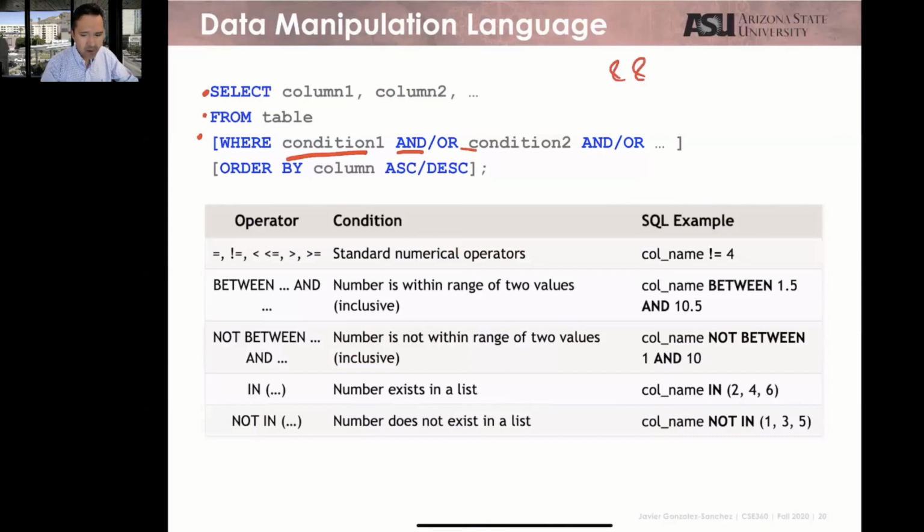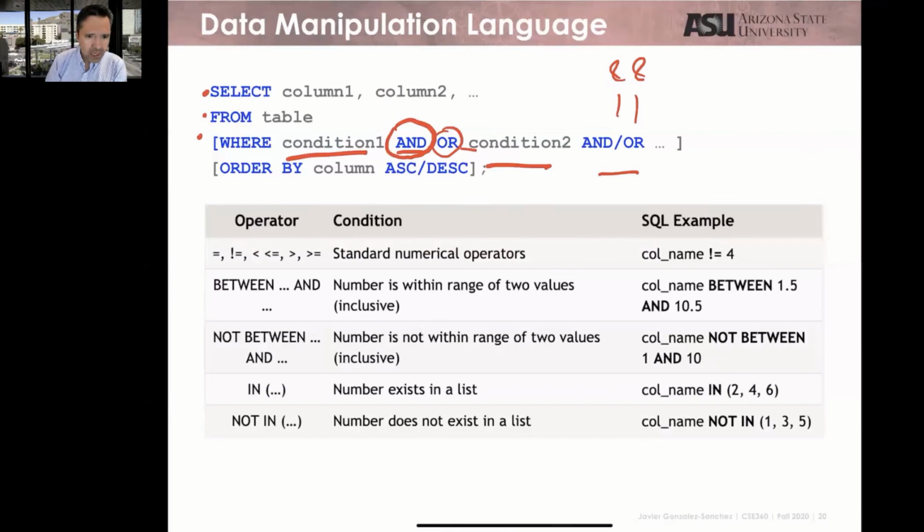In Java you use these guys. In SQL, you use the word and, like that. In Java you use these guys. Here we have or. Use the word like that. Moreover, condition and or another condition, and or another condition, you can continue.